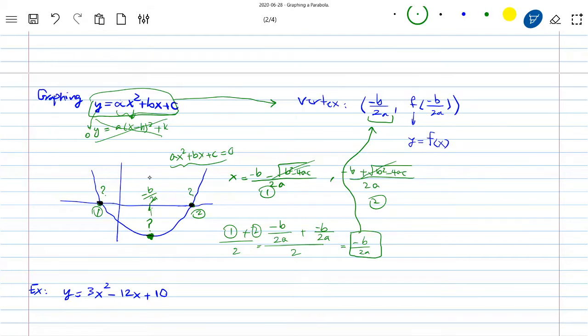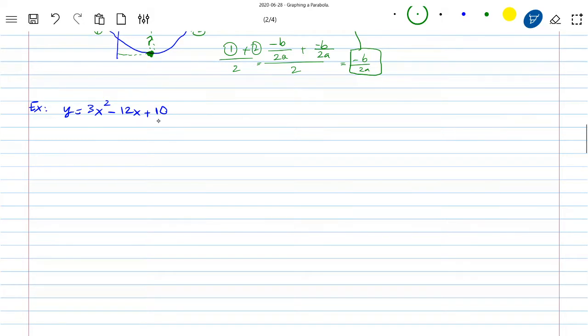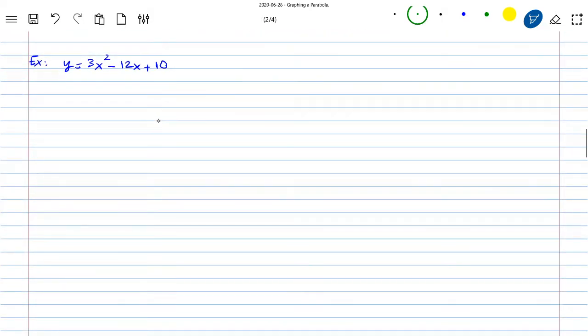How do you find the y? You replace x with negative b divided by 2a everywhere in the equation and you find the y value. By doing that, you can find the y coordinate. That's what I called f evaluated at the point negative b divided by 2a. It's very important that you know how to find the vertex of a standard form quadratic equation. Here's an example.